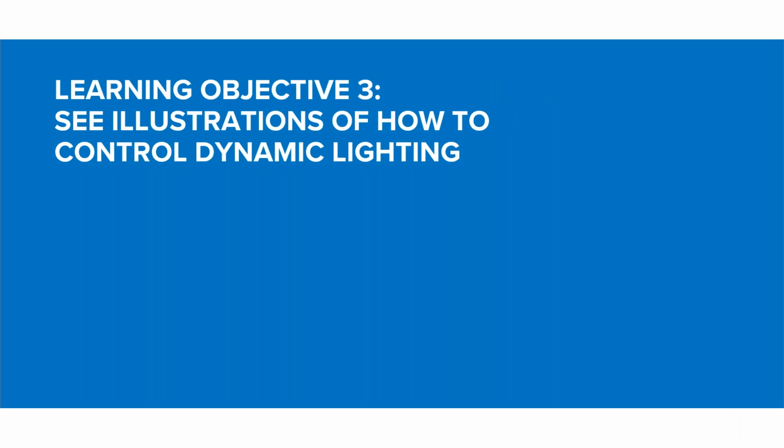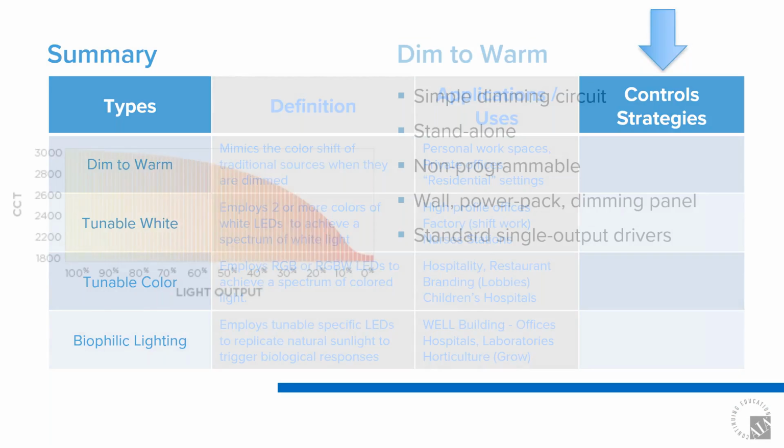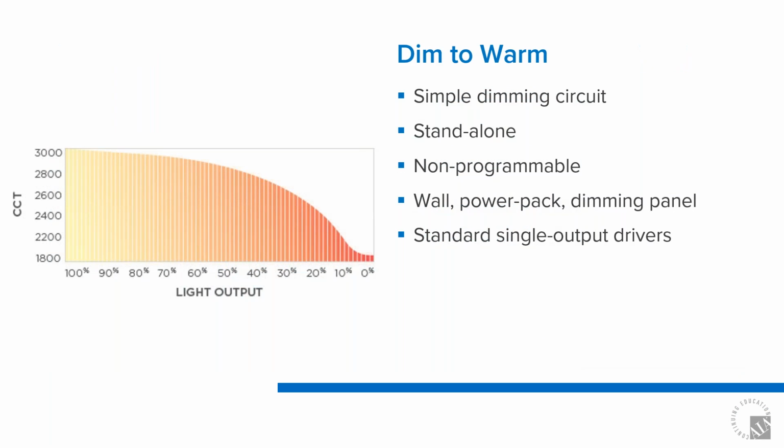Learning objective 3, we're going to see illustrations of how to control dynamic lighting. By its nature as a replication of incandescent dimming response, this option only utilizes standard dimming methods. So your dim to warm is the simplest, from a controls perspective, is the simplest dimming circuit.